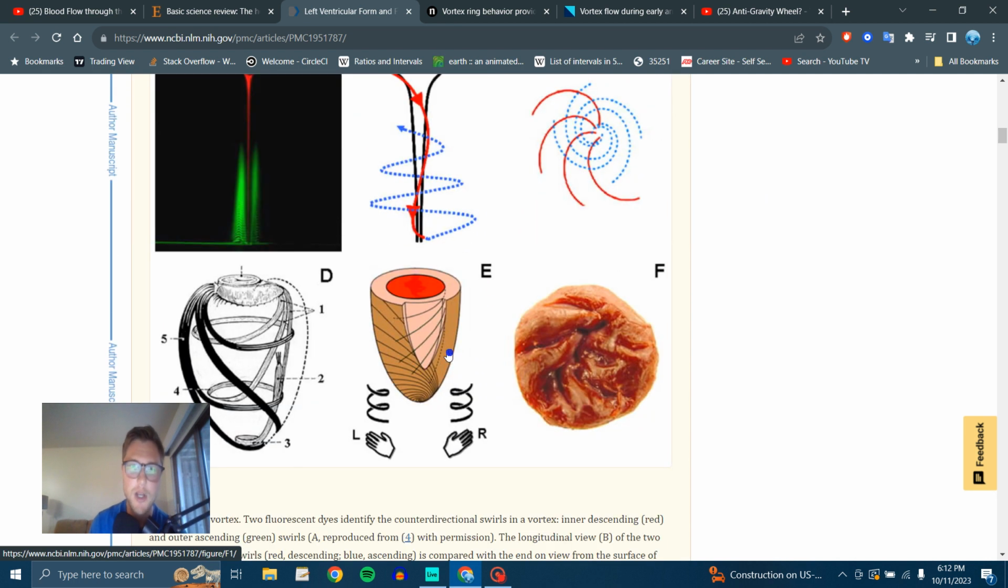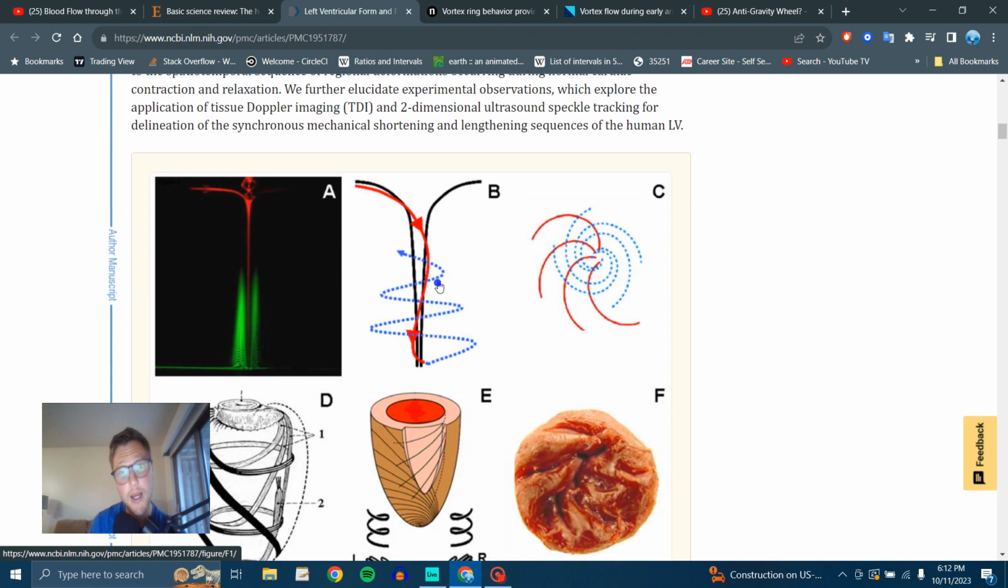But this goes to show how certain vessels throughout the body are helical in nature, and this causes the blood to spiral in such a fashion. So this is the second rotation that the blood encounters.